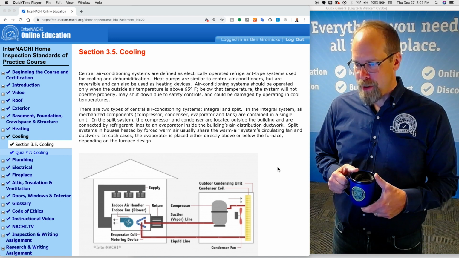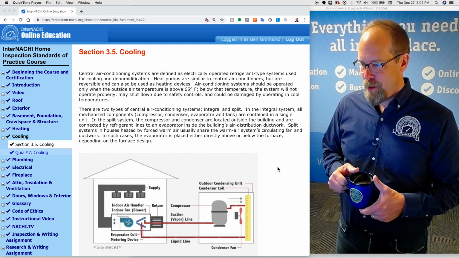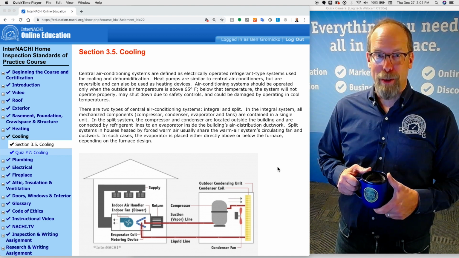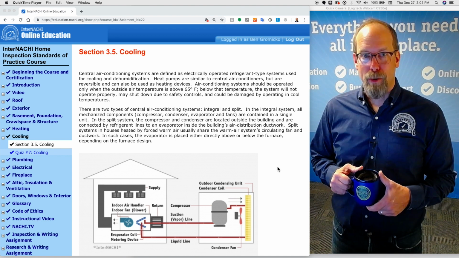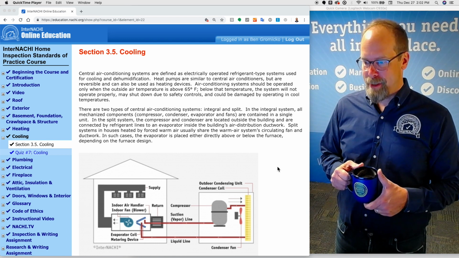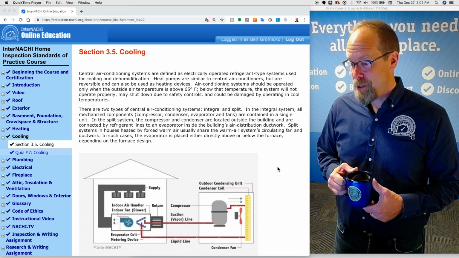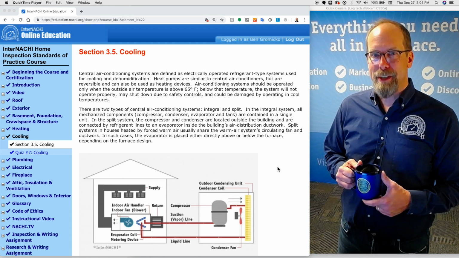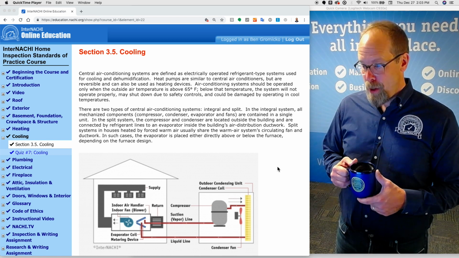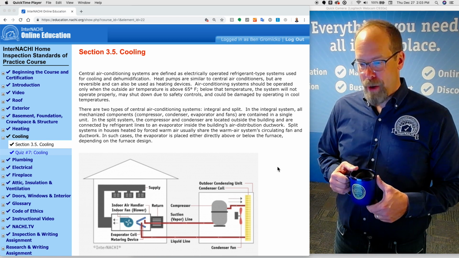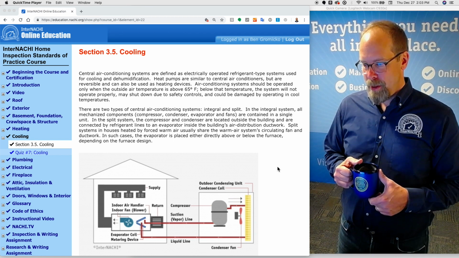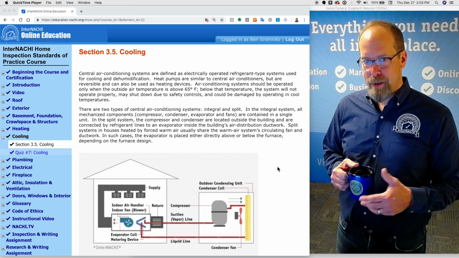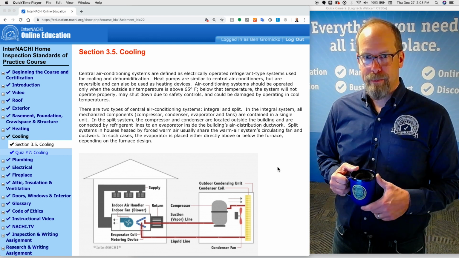Central air conditioning systems are defined as electrically operated refrigerant-type systems used for cooling and dehumidification. Heat pumps are similar to air conditioners, but are reversible and can be used as heating devices. Air conditioning systems should be operated only when the outside temperature is above 65 degrees Fahrenheit. Below that temperature, the system may not operate properly, may shut down due to safety controls, and could be damaged by operating the unit in cool temperatures.